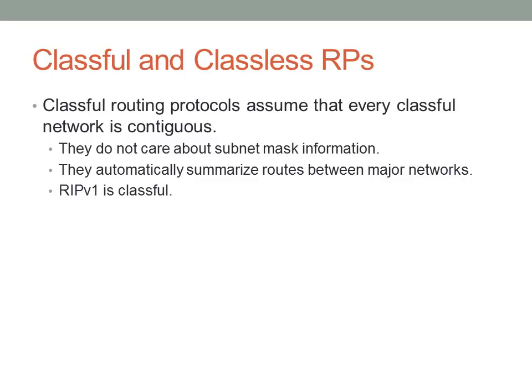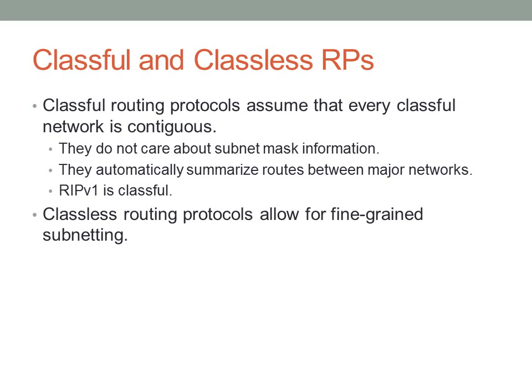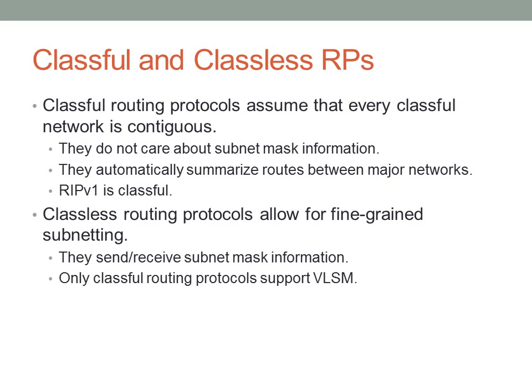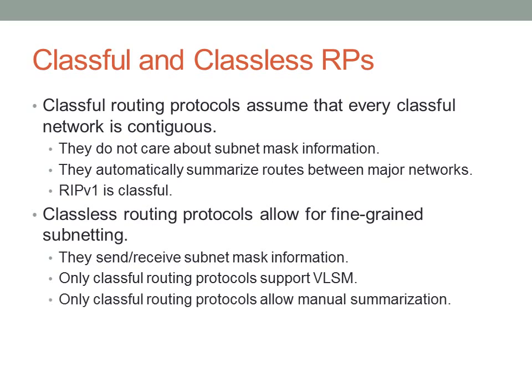RIP version 1 is considered a classful routing protocol, and it's the only classful protocol we'll talk about. Now, classful routing protocols can cause a lot of problems, and so most of the routing protocols that we discuss are actually classless routing protocols. Classless routing protocols allow for fine-grained subnetting because they transmit subnet mask information. And only classless routing protocols will support VLSM. So if you want to do VLSM on your network, you need to have a classless routing protocol in place if you want to run a routing protocol at all.